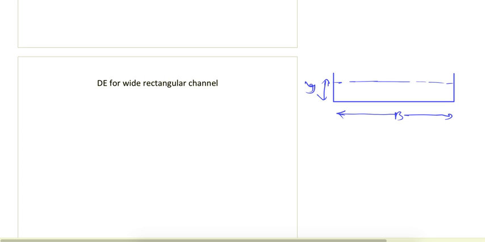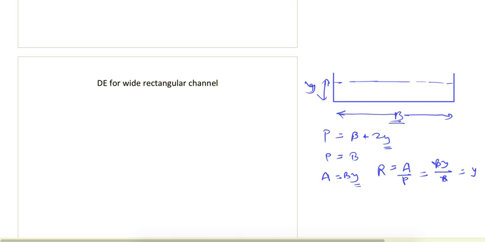The wetted perimeter, which we write as b plus 2y, but because this is a very wide channel, y will be very small compared to b, so we can approximate P equal to b and neglect the depth of flow. Area will still be given as by, because this is in product, so we cannot neglect a number which is in product. So hydraulic radius R equals A by P, which is equal to by upon b, and from here it is equal to y.